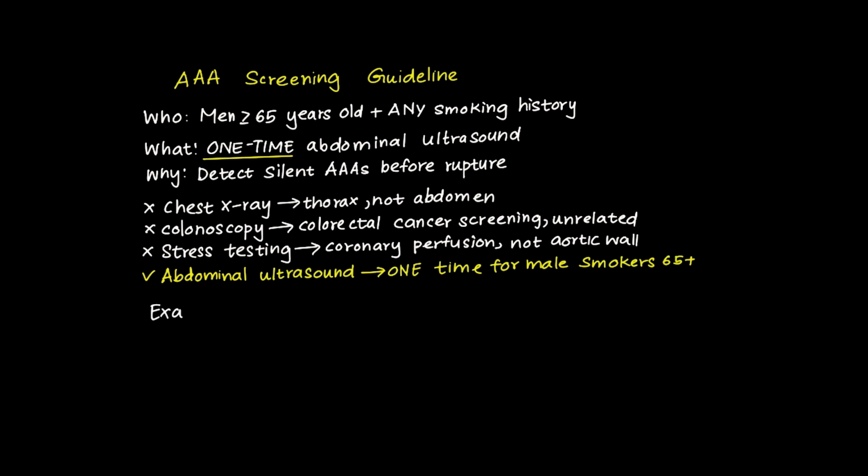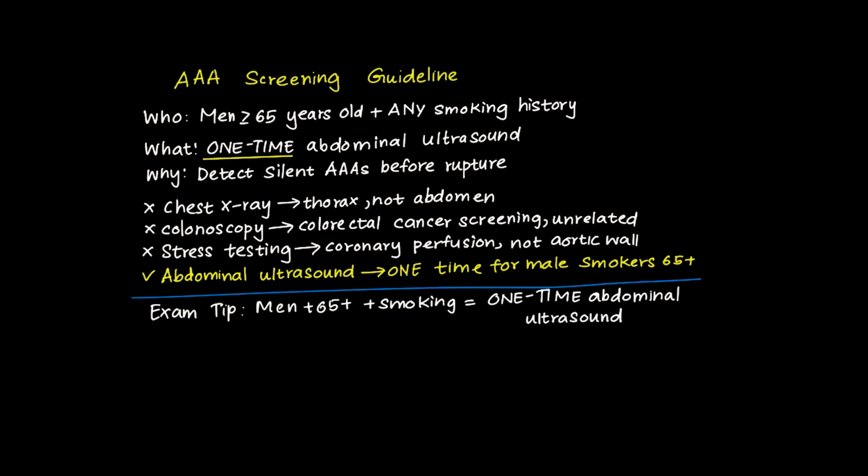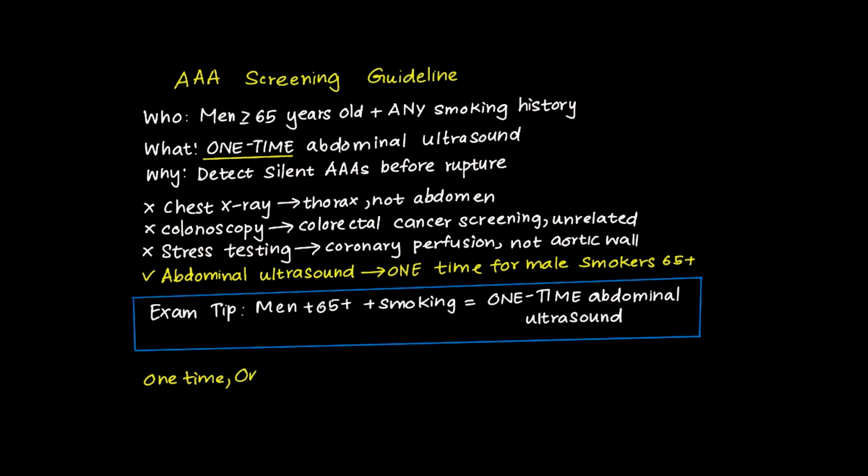Here's a WGU D454 OA exam tip for you. Memorize this screening guideline exactly. Men, 65 plus, smoking history, one-time abdominal ultrasound. Exams love to test whether you know it's a one-time screen, not annual. Recall hook. One time, one ultrasound for the one highest risk group, older male smokers.